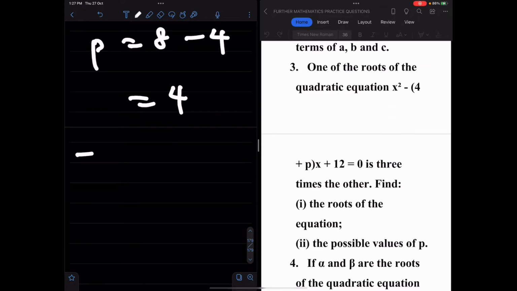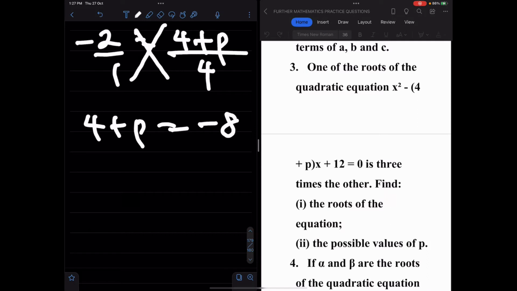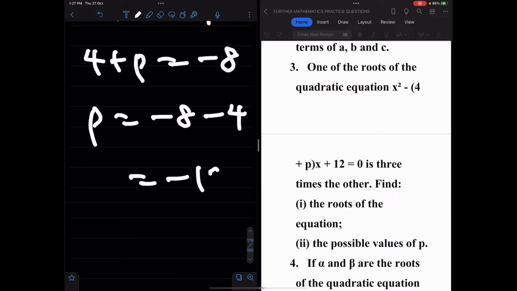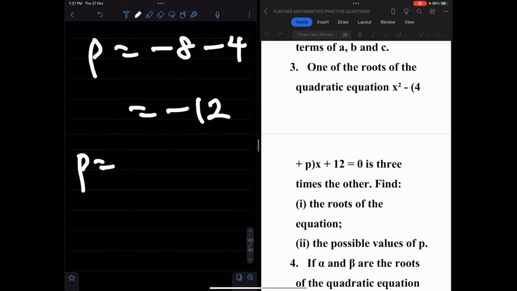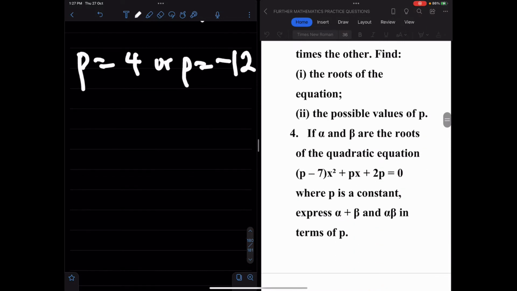And when beta is minus 2, minus 2 will be equal to (4 plus p) over 4, which simply means when you cross multiply, we get 4 plus p equals minus 8, and that's the same as p equals minus 8 minus 4, which is equal to minus 12. So p equals 4, or p equals minus 12. Those are the two possible values of p. Now we go straight to the next, which is number 4.